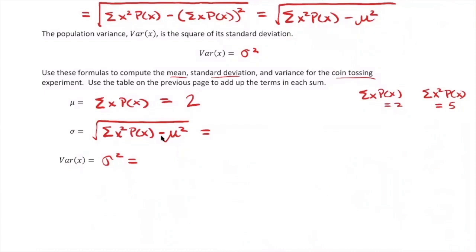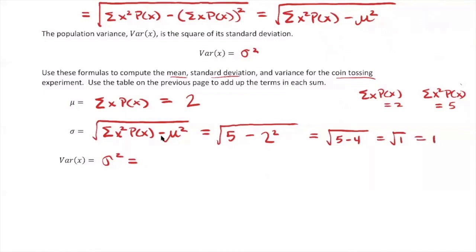All right, next, the standard deviation. So we have to do the square root of the sum of x squared p of x. That's this guy over here I just circled. Okay, so x squared p of x, that's just a 5. Minus the mean. Okay, the mean was 2. So it's 5 minus 4. That's easy. 5 minus 4 is 1. Square root of 1 is 1. So the standard deviation is 1. So the mean is 2, and the average distance from the mean is 1. Perfect.